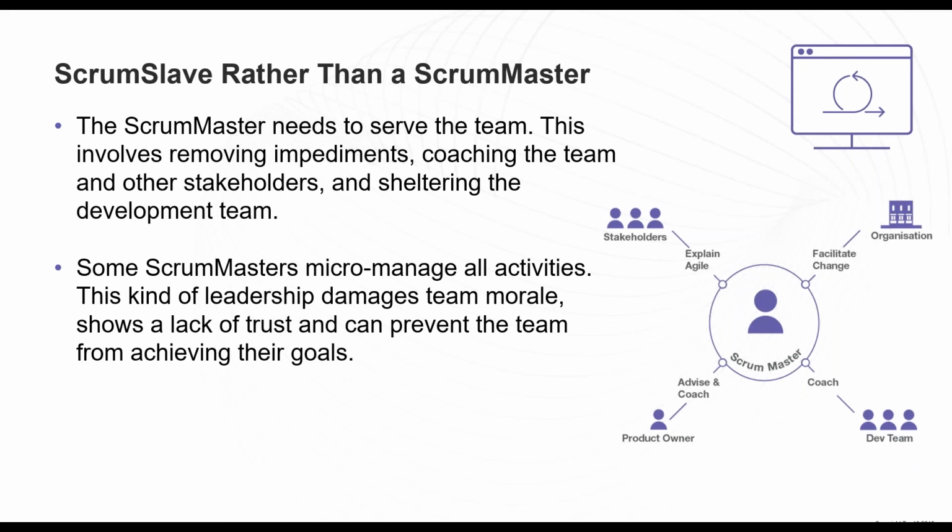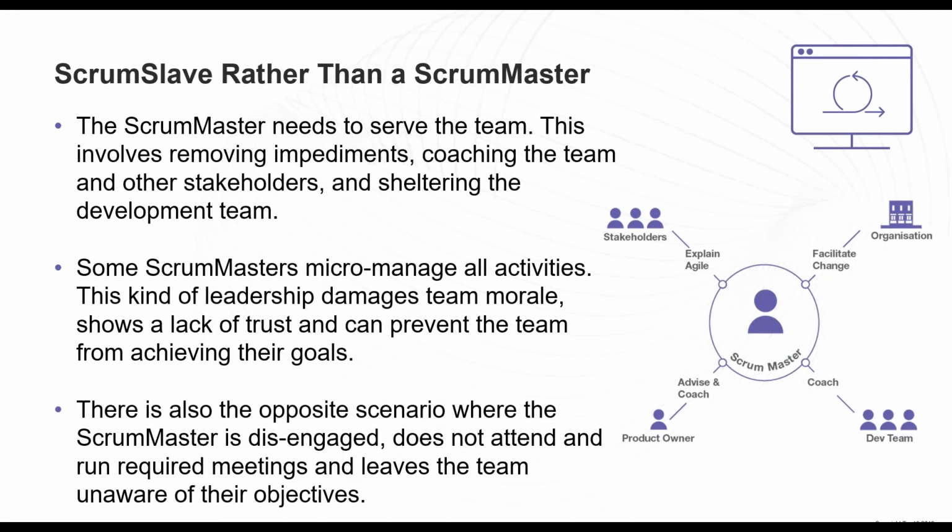The Scrum Master isn't a project manager or a test manager or a dev manager. They don't necessarily need to know every single thing which a team is doing at any one time. What they need to make sure the team is doing is working together to get to the end goal. There's also the opposite scenario, which we also see, where the Scrum Master becomes completely disengaged with the team. They don't attend or run the required meetings, and that then leaves the team effectively being rudderless and being unaware of what their objectives for that sprint are.